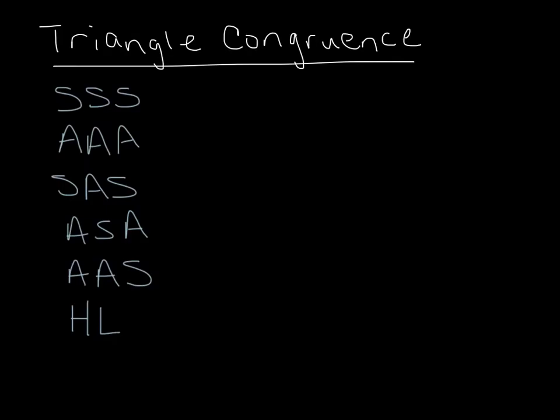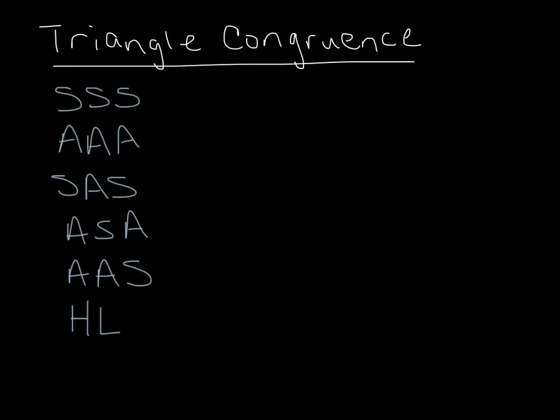Triangle congruence, lots of proving. Remember all the proofs, how to prove things. Side, side, side. To prove that two triangles are the same, if you know that all three sides of each triangle are the same, then you know it's the same triangle. If you know all three angles, so angle, angle, angle, are the same for each triangle, then they're congruent.